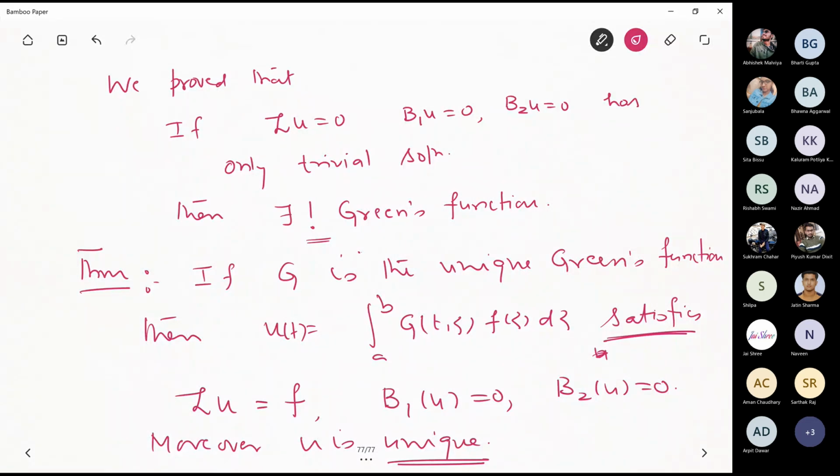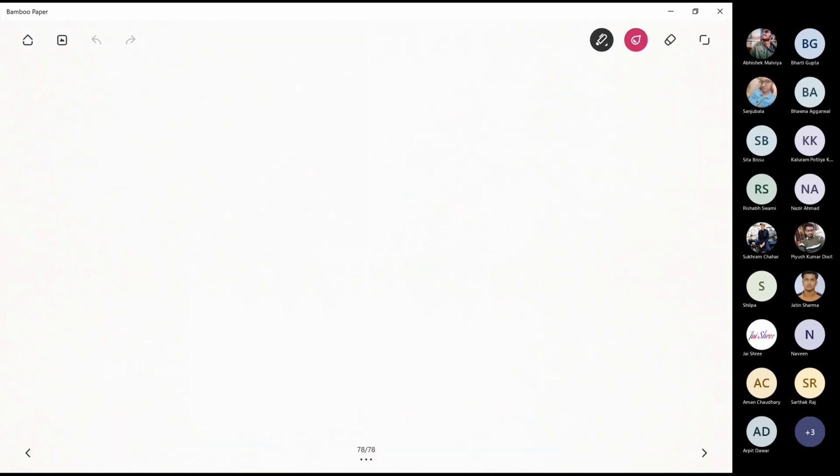So here we are assuming that there is a unique Green's function. So what is L? L u is p times u double prime plus p prime u prime plus q u, right? This is what our L is.